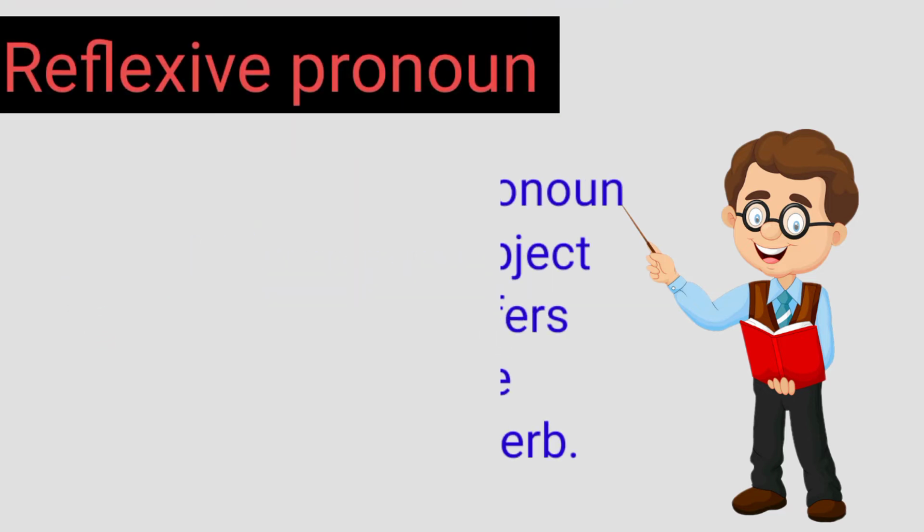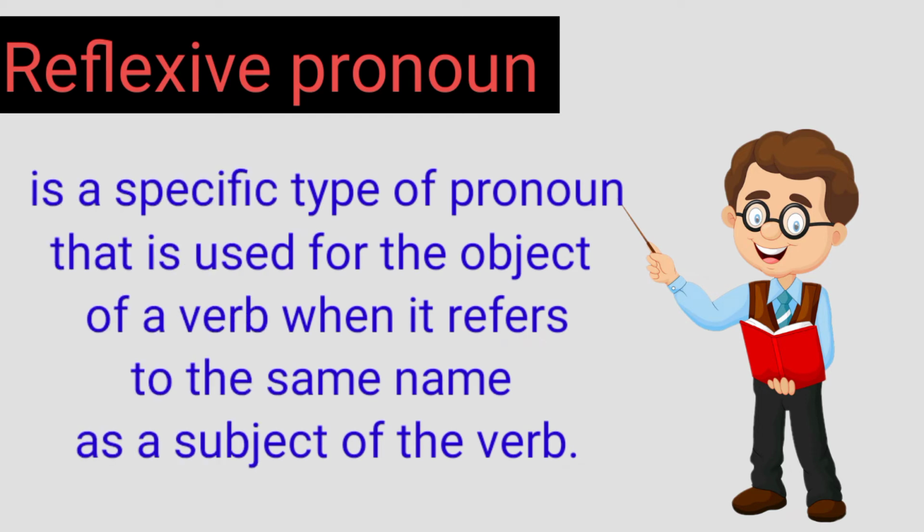Reflexive pronoun. A reflexive pronoun is a specific type of pronoun that is used for the object of a verb when it refers to the same noun as the subject of the verb.